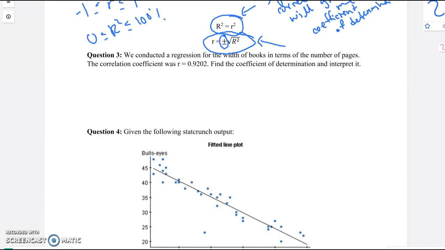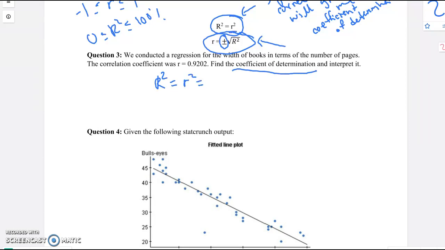The correlation coefficient was r equals 0.9202. Find the coefficient of determination and interpret it. Okay, so I want to figure out what the coefficient of determination is. So what is r squared? If I look up here, in order for me to find big R squared, I need to figure out what little r squared is.